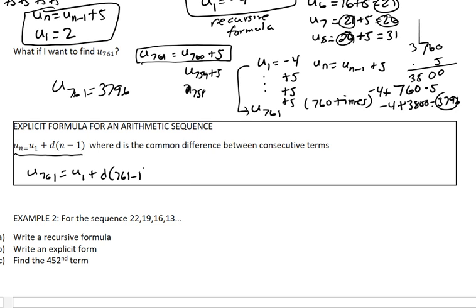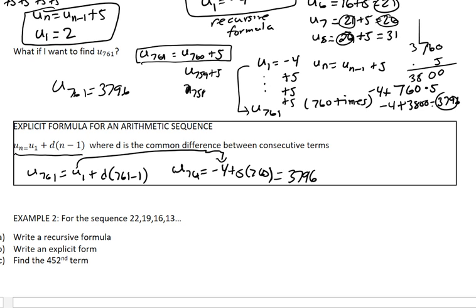So U sub 761 would equal negative 4, that's U sub 1 is negative 4, plus d is that 5 times 760, which we just discovered right here. So we said that was 3,796. That's an explicit formula. It allows us to pick out any part of the sequence that we want.